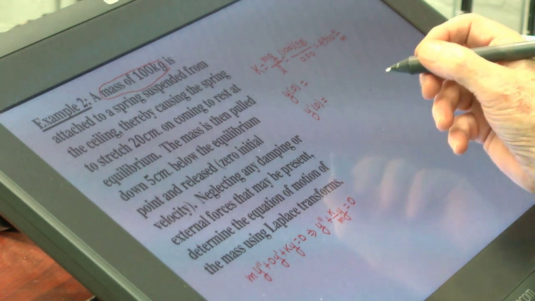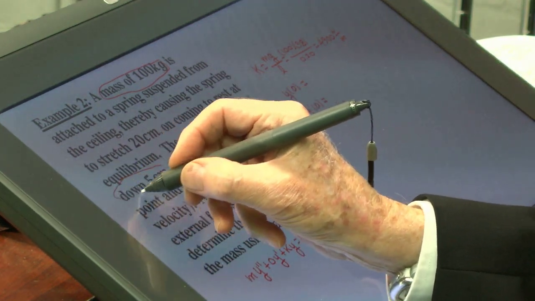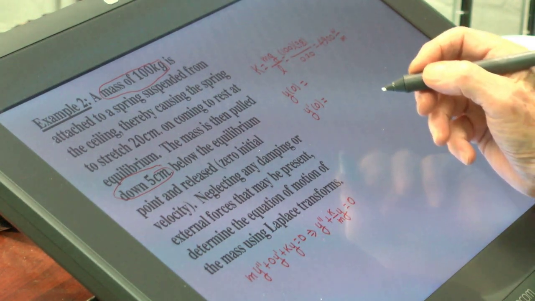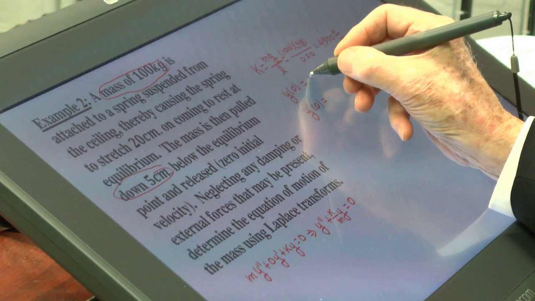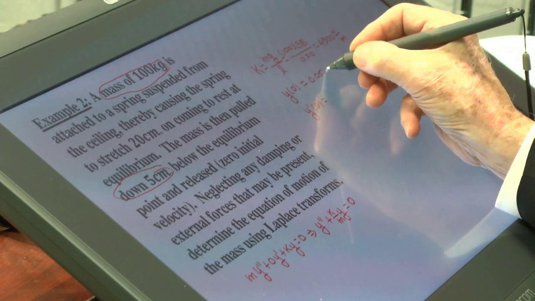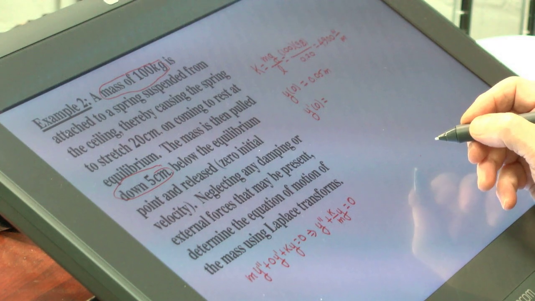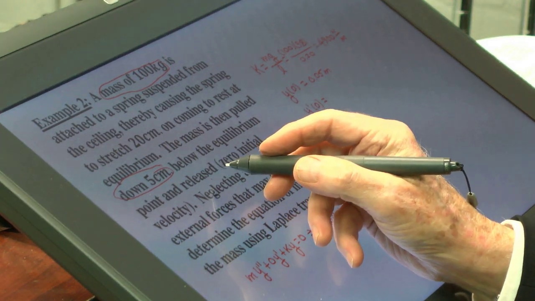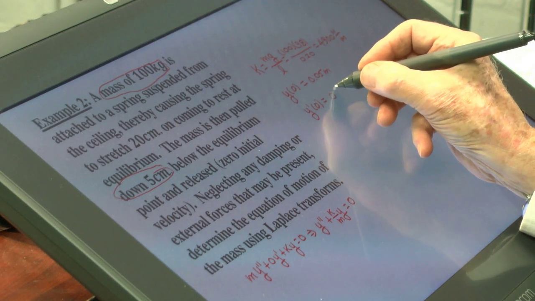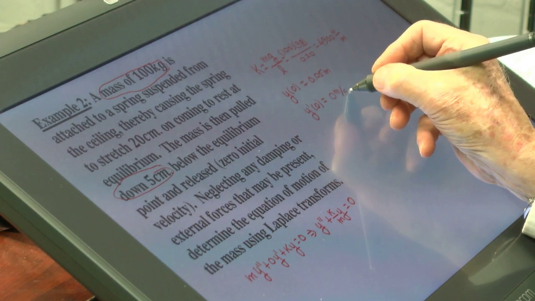Now the mass is pulled down 5 centimeters or 0.05 meters, so y at 0 is 0.05 meters, and it's pulled down and it's just released. So our initial velocity is 0 meters per second.